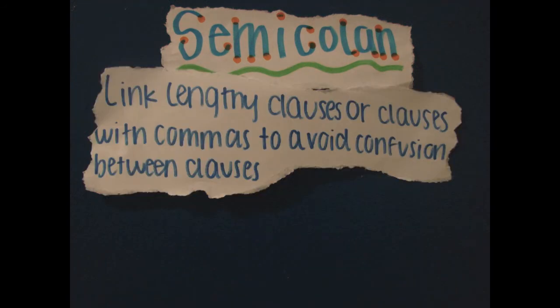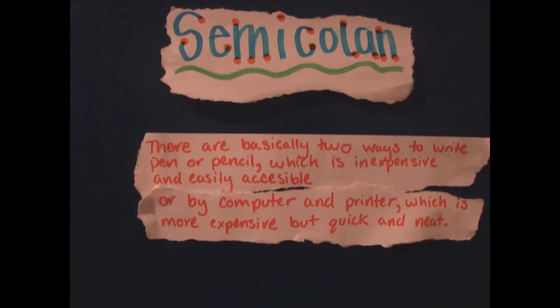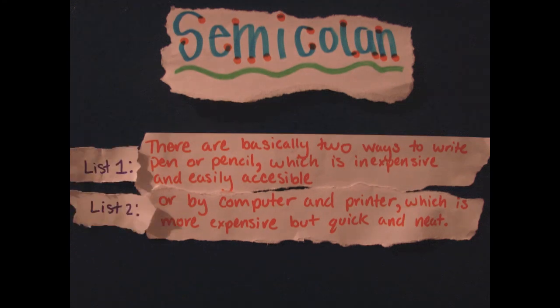The second way you can use the semicolon is to link lists where the items contain commas, to avoid confusion between the list items. For example, "There are basically two ways to write: with a pen or pencil, which is inexpensive and easily accessible; or by computer and printer, which is more expensive but quick and neat." There are two lists written in this sentence, one before the semicolon and one after it. The semicolon combines the two lists into one thought.